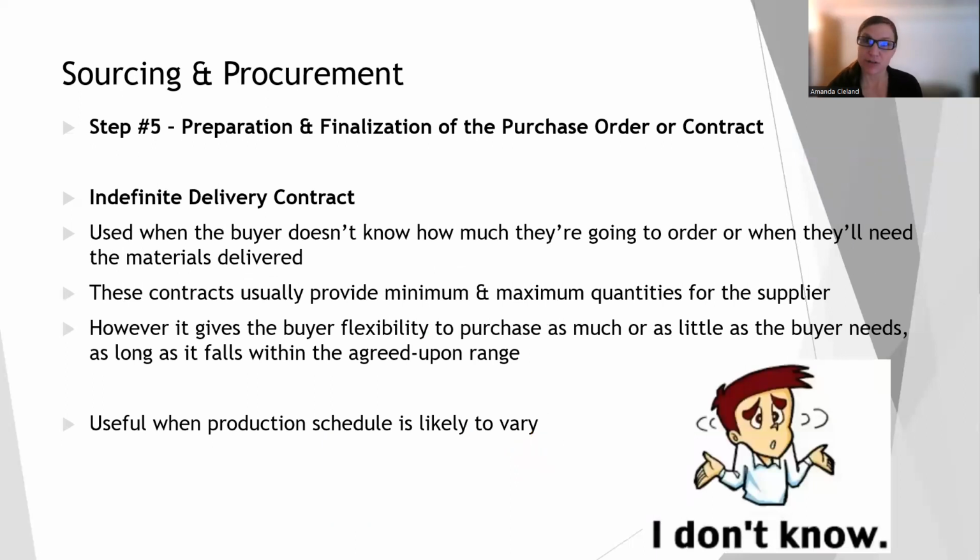And then the final contract we're going to talk about is an indefinite delivery contract, also called, sometimes you'll hear, indefinite delivery, indefinite quantity, or IDIQ. This is when we as the buying organization, we don't really know.